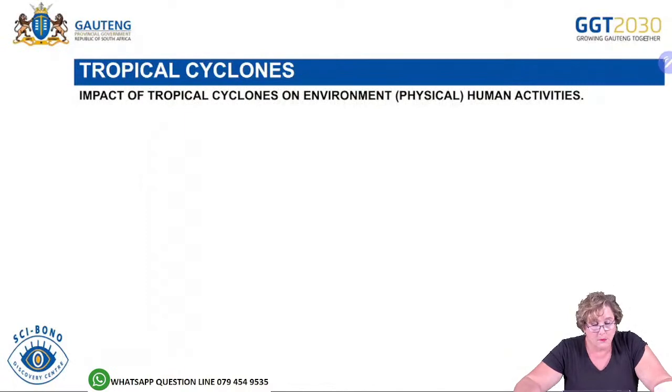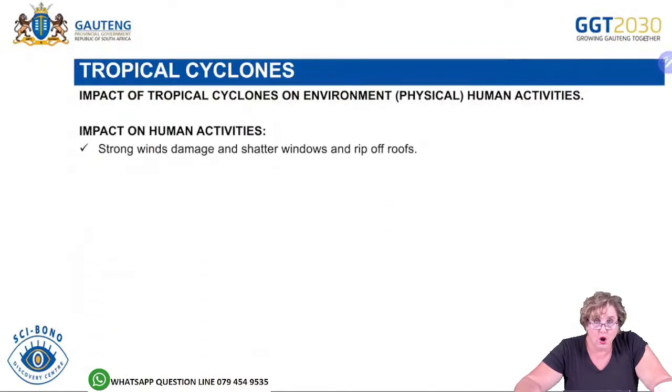What will be the impact of a tropical cyclone on human activities? For example, imagine you were in that position where this tropical cyclone is coming. Strong winds will damage and shatter windows, and it will rip off roofs. That is how strong these winds are. So if you have a house, it might be that the winds will shatter the windows. It might be possible that it can rip off the roof, then you don't have a roof.